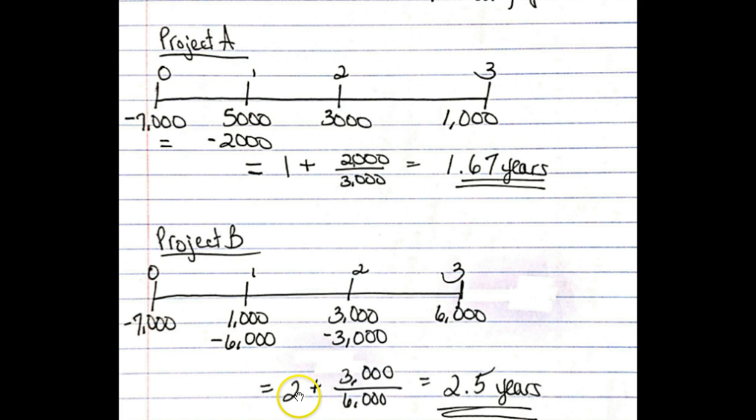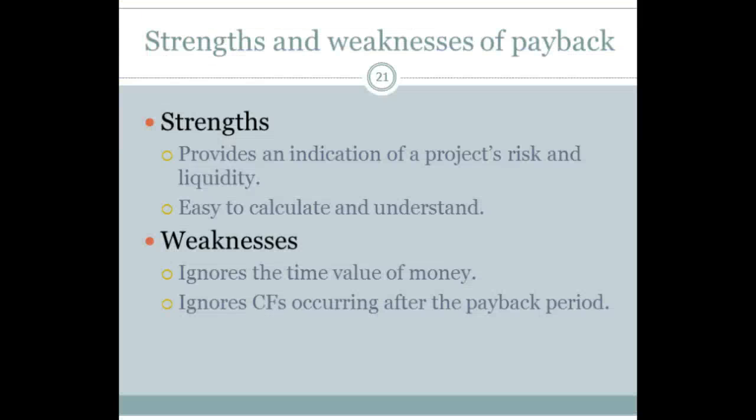positive. So 2 years, that's the number of years prior to full recovery, plus the $3,000, that's the unrecovered cost at the start of the full recovery year, divided by the cash flow in the full recovery year of $6,000, and you get 2.5 years. That's the payback period for Project B. Okay, 2.5 years. So how does a firm make a decision using that payback period, and should they?